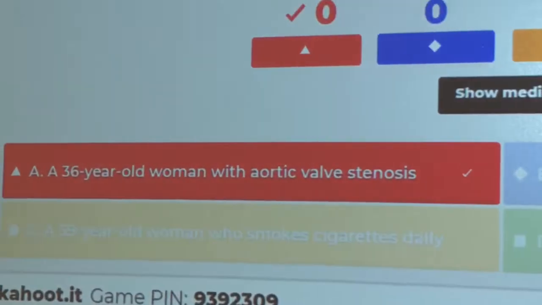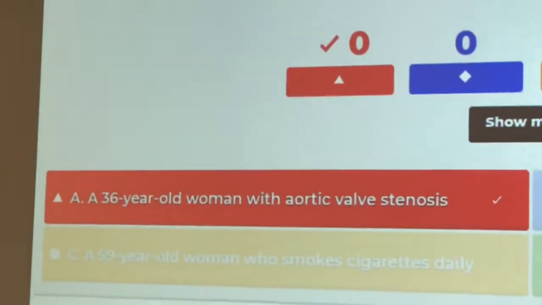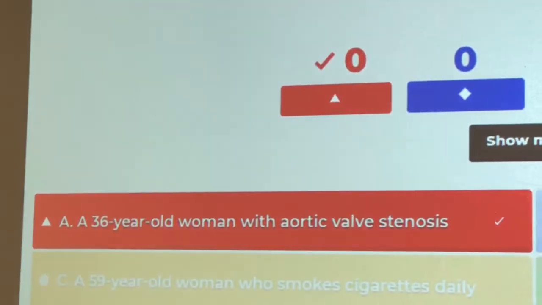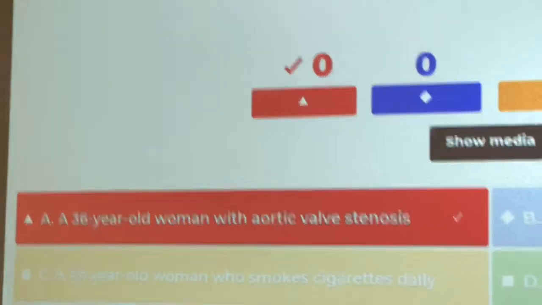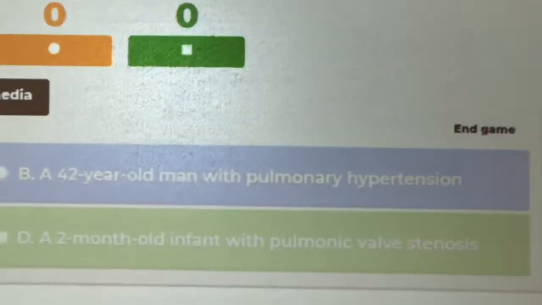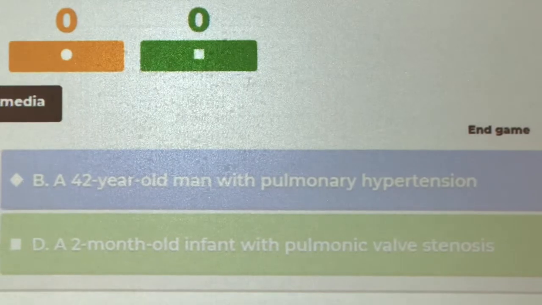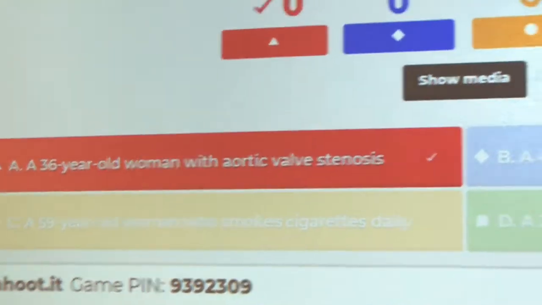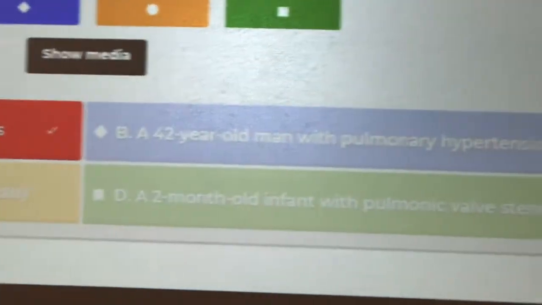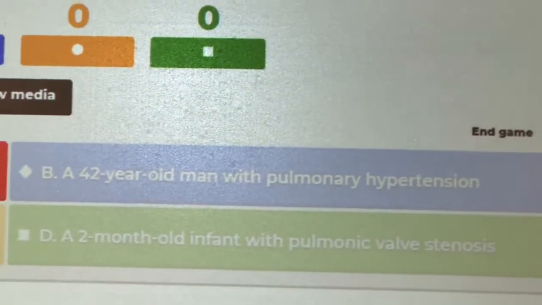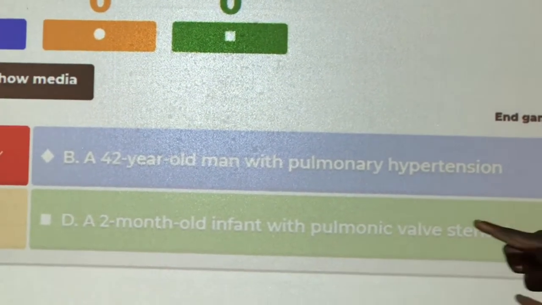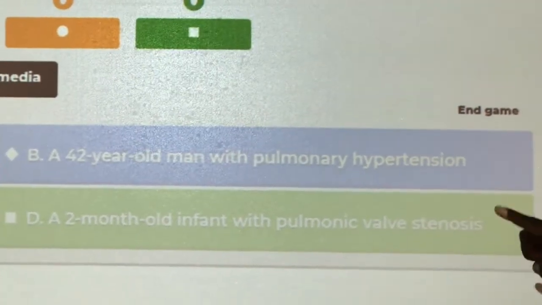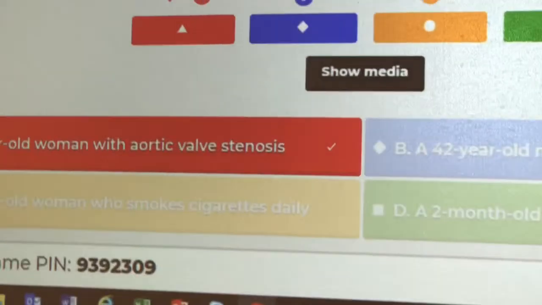Aortic valve stenosis is one of the main risk factors for left-sided failure. When you look at B, it's talking about pulmonary hypertension, which happens at the right side of the heart. Cigarette smoking is not going to cause left-sided heart failure immediately. And pulmonary valve stenosis is at the right side. Right side of the heart. The one in red is the only one that has to do with the left side of the heart. So the answer is aortic valve stenosis.